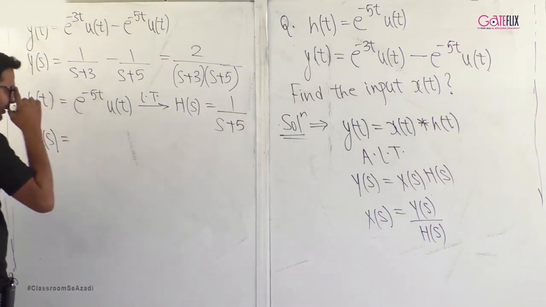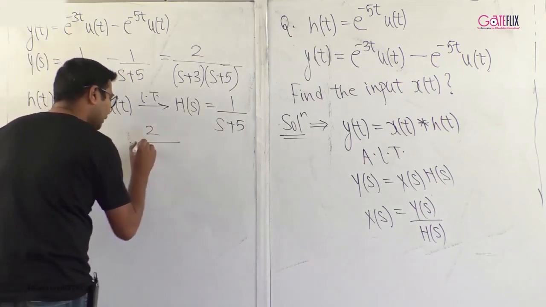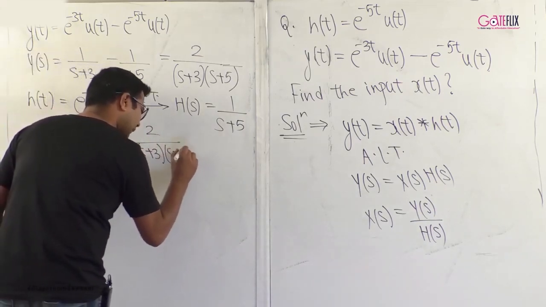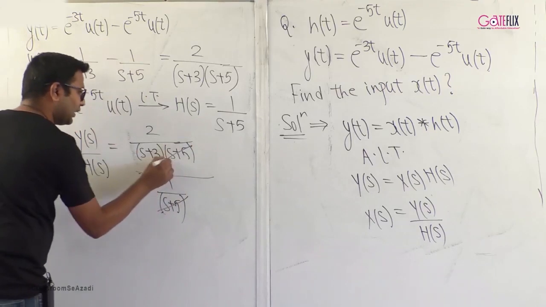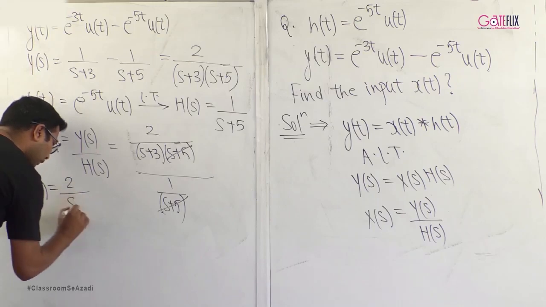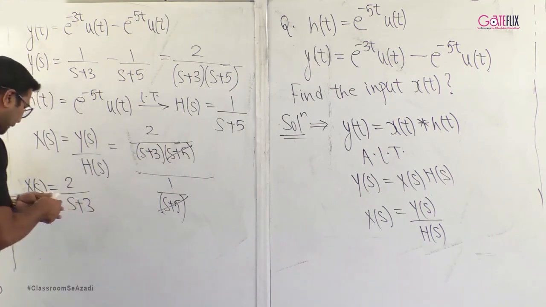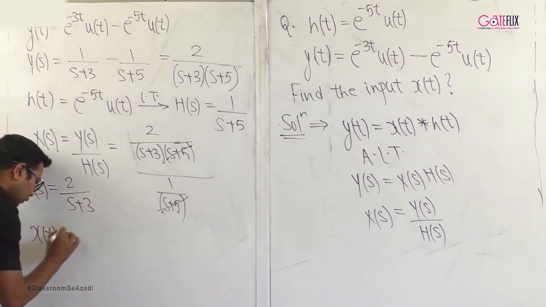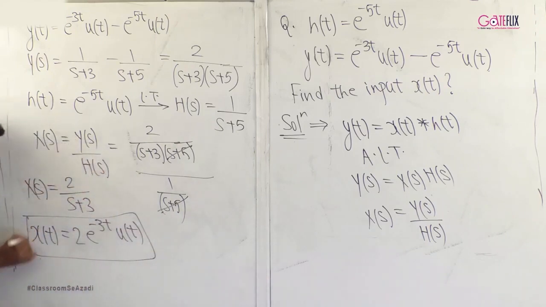Therefore, X of s, which is nothing but Y of s by H of s, will come out to be 2 upon (s plus 3) into (s plus 5), whole divided by 1 upon s plus 5. In this case, s plus 5 will get cancelled. So, capital X of s comes out to be 2 upon s plus 3. If you take the inverse Laplace transform, x of t will come out to be 2 into e raised to minus 3t into u of t. Therefore, in this question, the input comes out to be 2 into e raised to minus 3t into u of t.